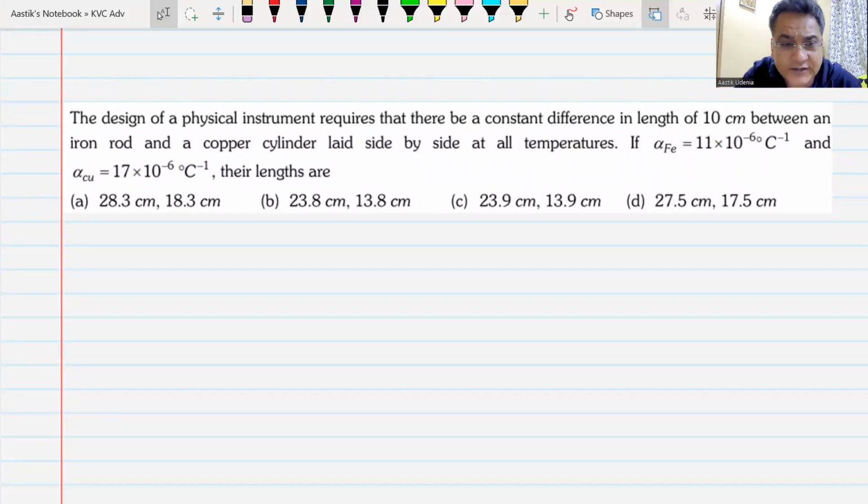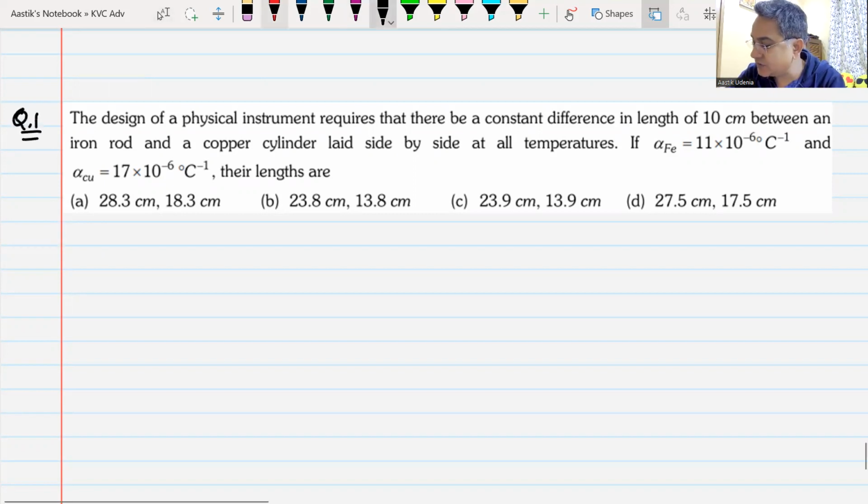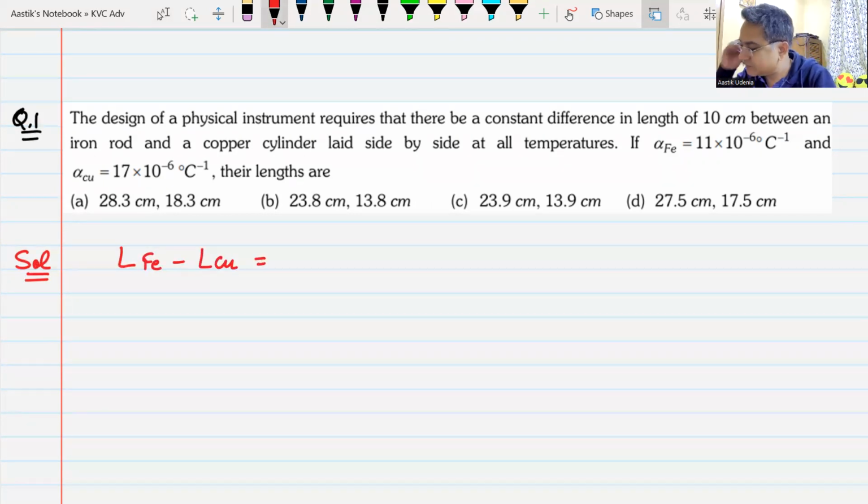That is absolutely correct. The ratio is 17 by 11. How did you get it? Sir, the difference must be constant. Yes, the difference must be constant. That means the length of expansion of iron minus length of copper should be constant.